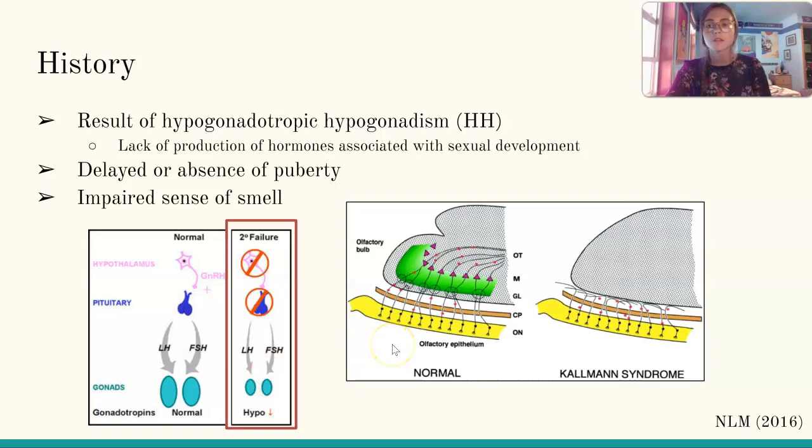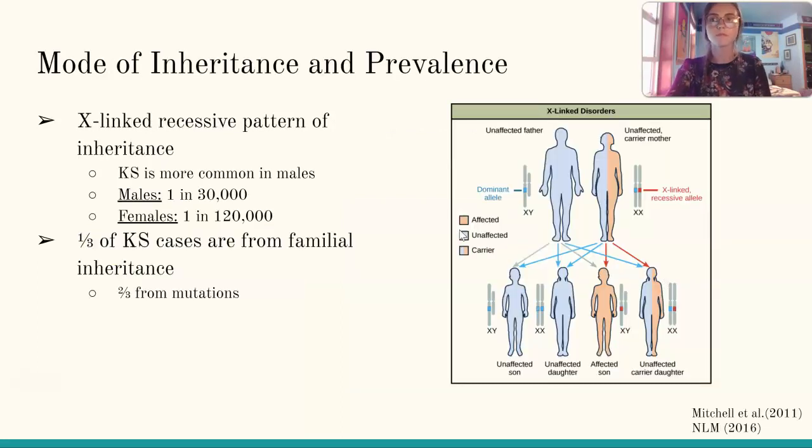There's also an impaired sense of smell with those with Kallmann syndrome, and that's because the olfactory neurons don't properly migrate over to the olfactory bulb, causing an impaired sense of smell. The mode of inheritance is X-linked recessive pattern of inheritance.